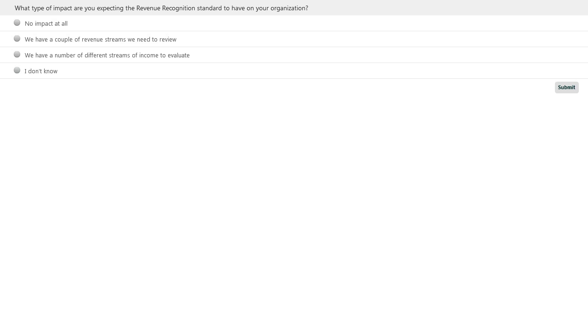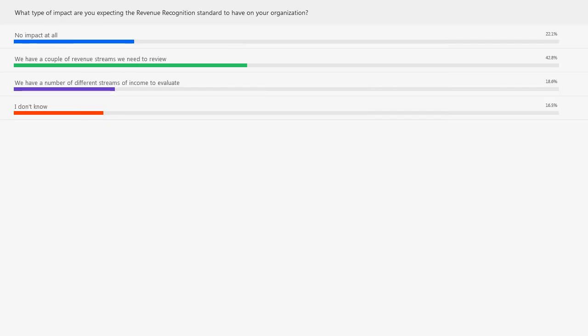So pretty spread out, but it looks like the majority do have a few revenue streams that will need to be reviewed, so the information today will be useful in helping start that conversation.